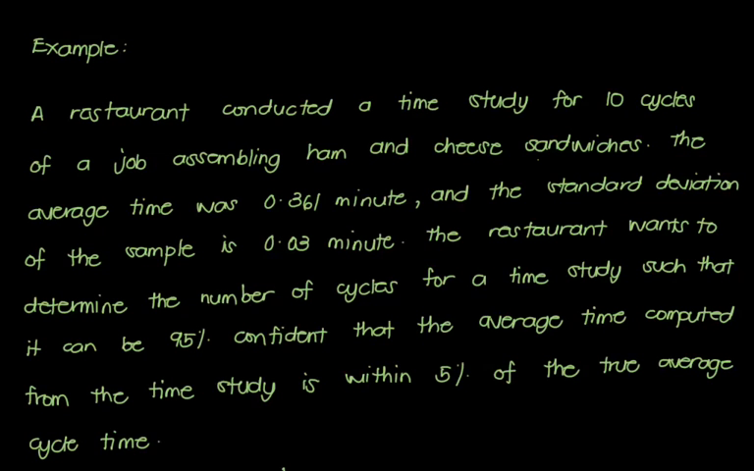Now let's go for the first example. A restaurant conducted a time study for 10 cycles of a job assembling ham and cheese sandwiches. The average time was 0.361 minute and the standard deviation of the sample is 0.03 minute. The restaurant wants to determine the number of cycles for the time study such that it can be 95% confident that the average time computed from the time study is within 5% of the true average cycle time.